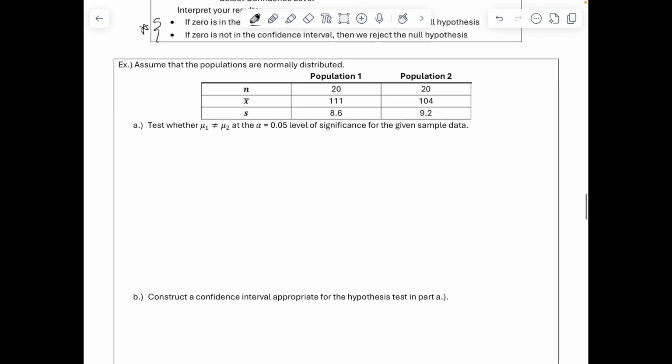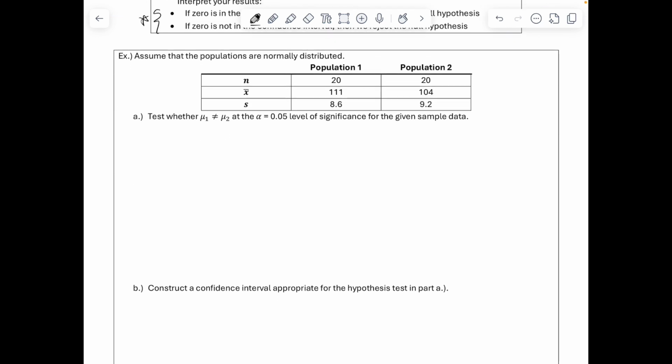So the example right below that says, assume the populations are normally distributed. And this one has no context given with it. It's just learning how to work through this on our graphing calculator. So you'll notice we have population 1 and population 2. So this is our alternative hypothesis. It does tell us alpha, the significance level, is 0.05, with the given samples.